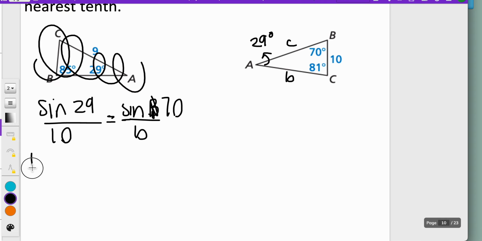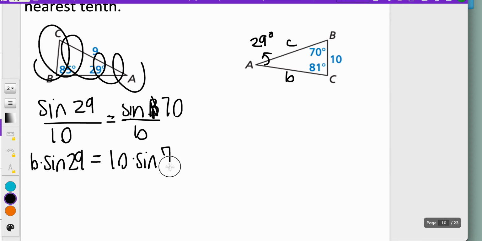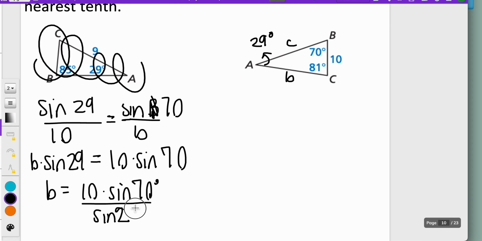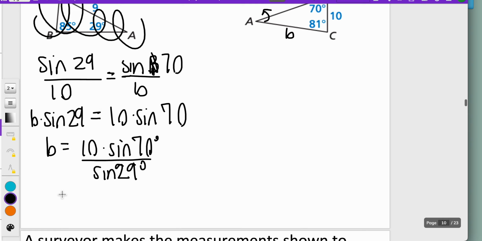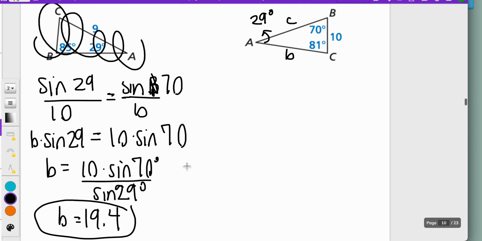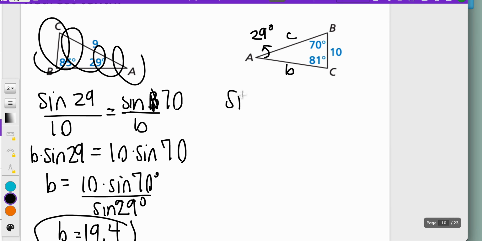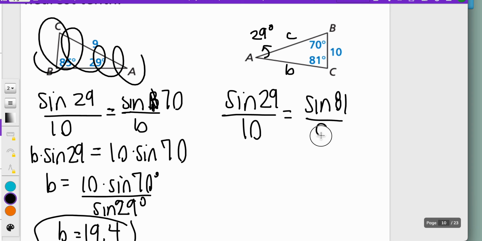Whoopsies. All right, B times the sine of 29, so solving my proportion, is equal to 10 times the sine of 70. That's going to give me, isolating B, 10 times the sine of 70 degrees divided by the sine of 29 degrees will give me a rounded decimal of 19.4. Okay, and then starting off the same way, the sine of 29, these are my A's, over 10, is equal to the sine of 81 over C.